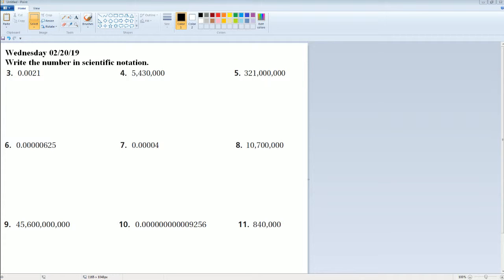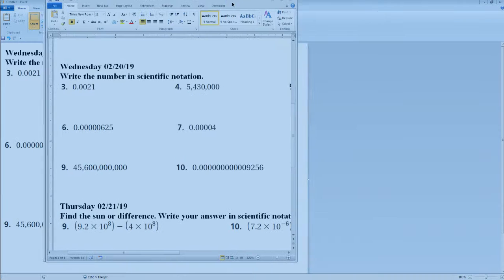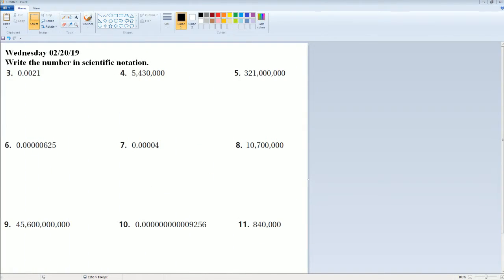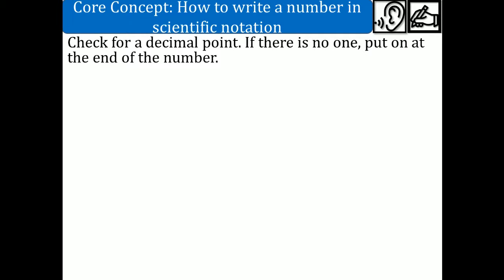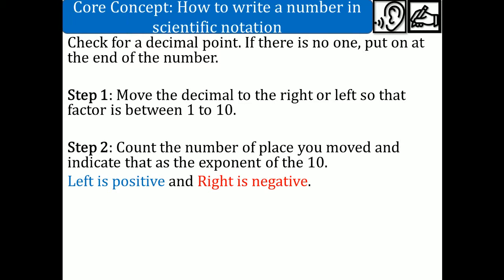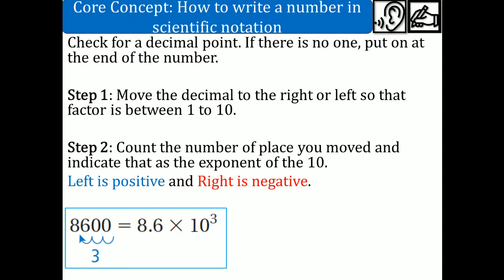Here it says to write the number in scientific notation. So let's do a little review here from our class notes. First, you want to make sure you check the number that there is a decimal, right? It starts at the end. Then, step 1, move the decimal to the left or to the right.